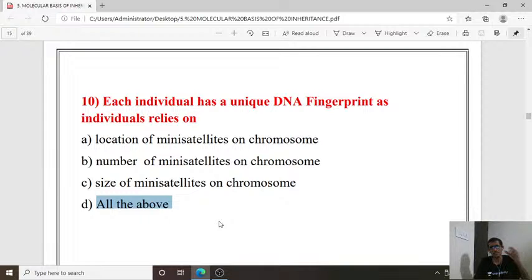So location of mini satellite molecule on chromosome of that particular individual, number of mini satellites on chromosome of that particular individual, and size. So location, number and size are very important in the detection of that particular DNA fingerprinting matching. So answer is D for 10th question. Okay.